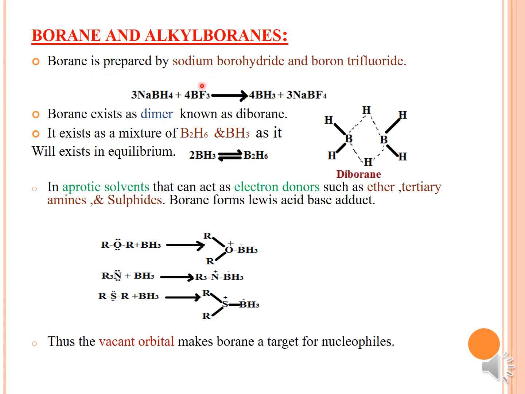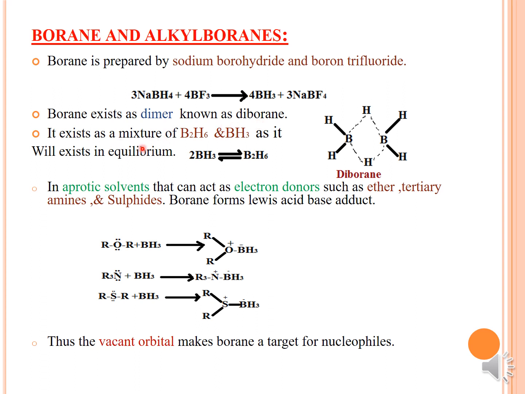Borane is prepared by treatment with sodium borohydride and boron trifluoride. You take 3 molecules of sodium borohydride and 4 molecules of BF3, which is a Lewis acid, and that will give you 4 molecules of BH3 plus 3 NaBF4. Then this borane will exist in a dimer form, which is known as diborane.